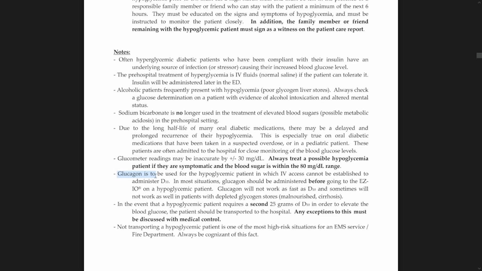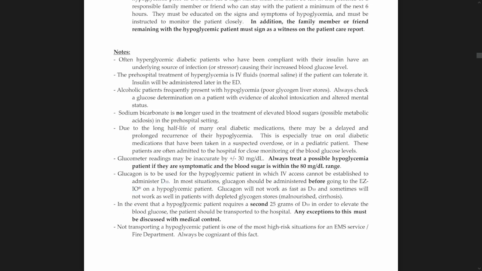Glucagon is to be used for a patient in whom IV access can't be established when you're trying to administer D10. In most situations, glucagon should be administered before going to the EZ-IO on a hypoglycemic patient. Glucagon will not work as fast as D10 and sometimes will not work as well, depending on whether they have depleted glycogen stores. Basically, first we try to establish an IV for D10. If that doesn't work, we can move to glucagon intramuscularly. If that doesn't work for whatever reason, then we can establish an intraosseous line and administer D10 through the bone.